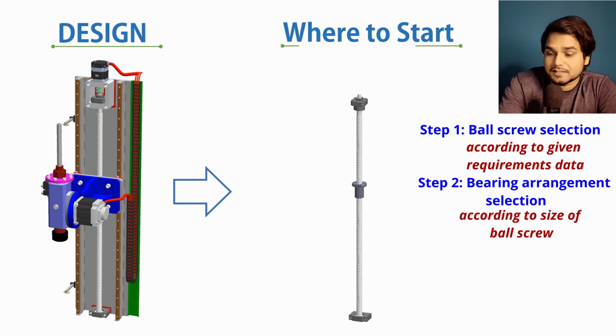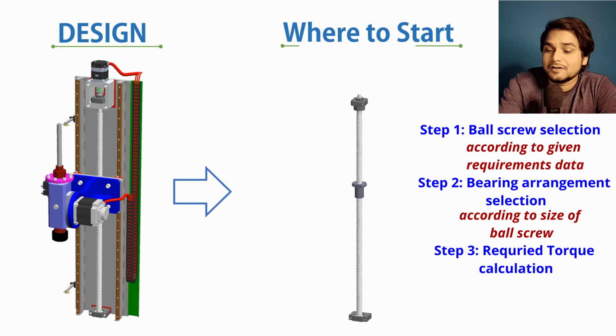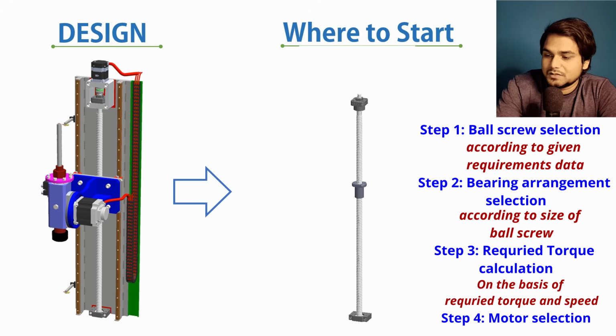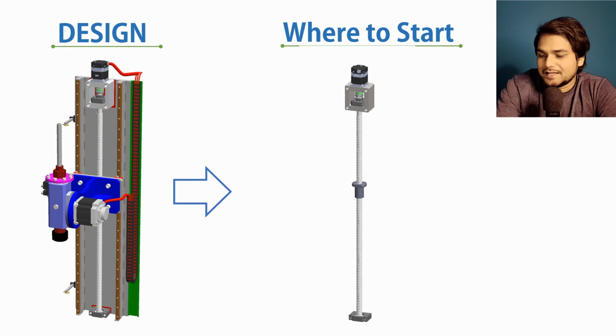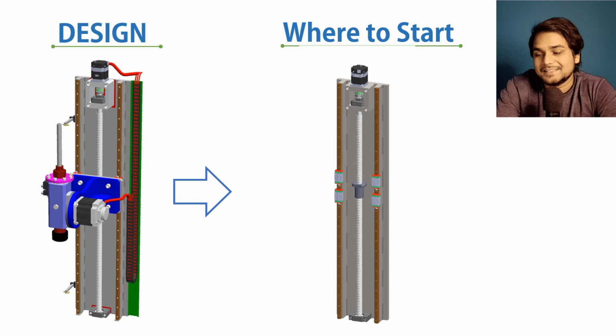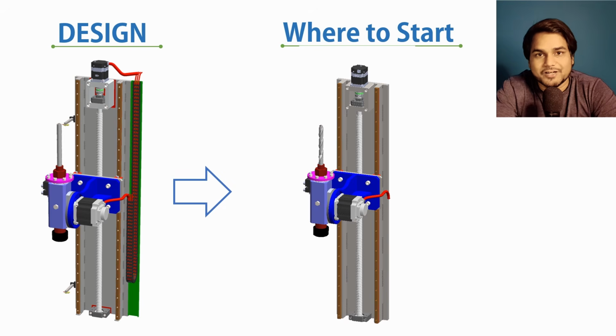And on the basis of ball screw size and given load, we will calculate the required torque of the motor and the speed is already given. So we can make the selection of motor and its coupling. And when we have motor, coupling, bearing block and ball screw size, we can design the motor mounting. And after that we will make the selection of LM guide and design the perfect alignment structure.